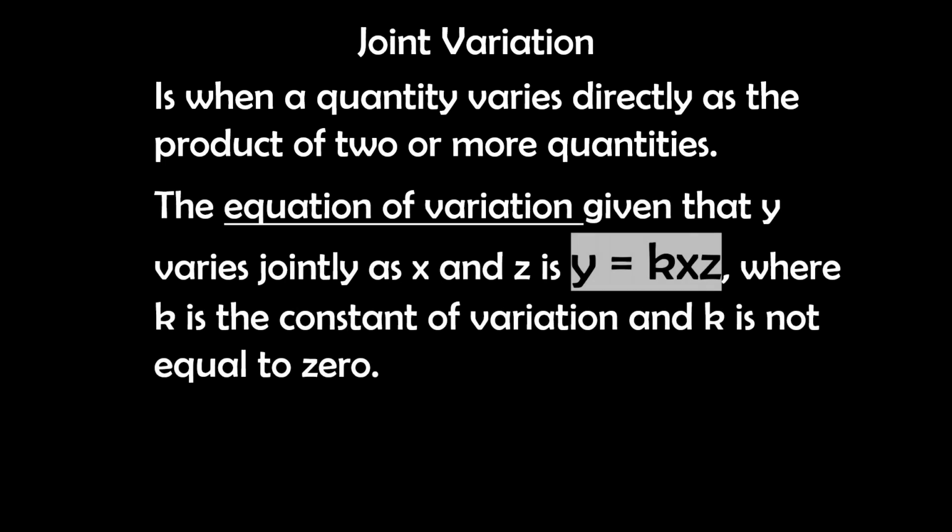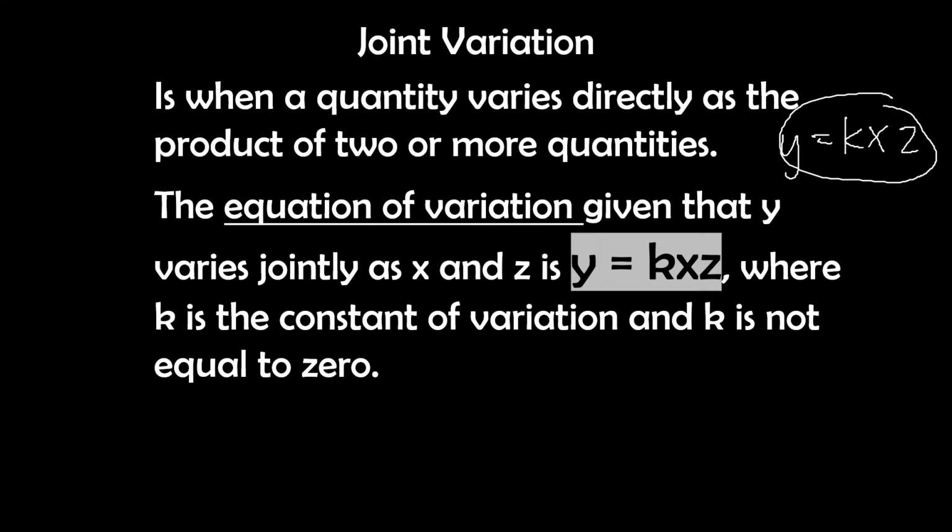So, the equation of variation given that y varies jointly as x and z is y equals kxz. If you notice, may dalawa tayong variable, x at saka z. So, where k is a constant of variation and k is not equal to 0. Okay, if you remember, yung equation ng direct variation is just y equals kx. So, sa joint variation, nilagyan lang natin ng z. Okay, yun yung pinagkaiba nila.